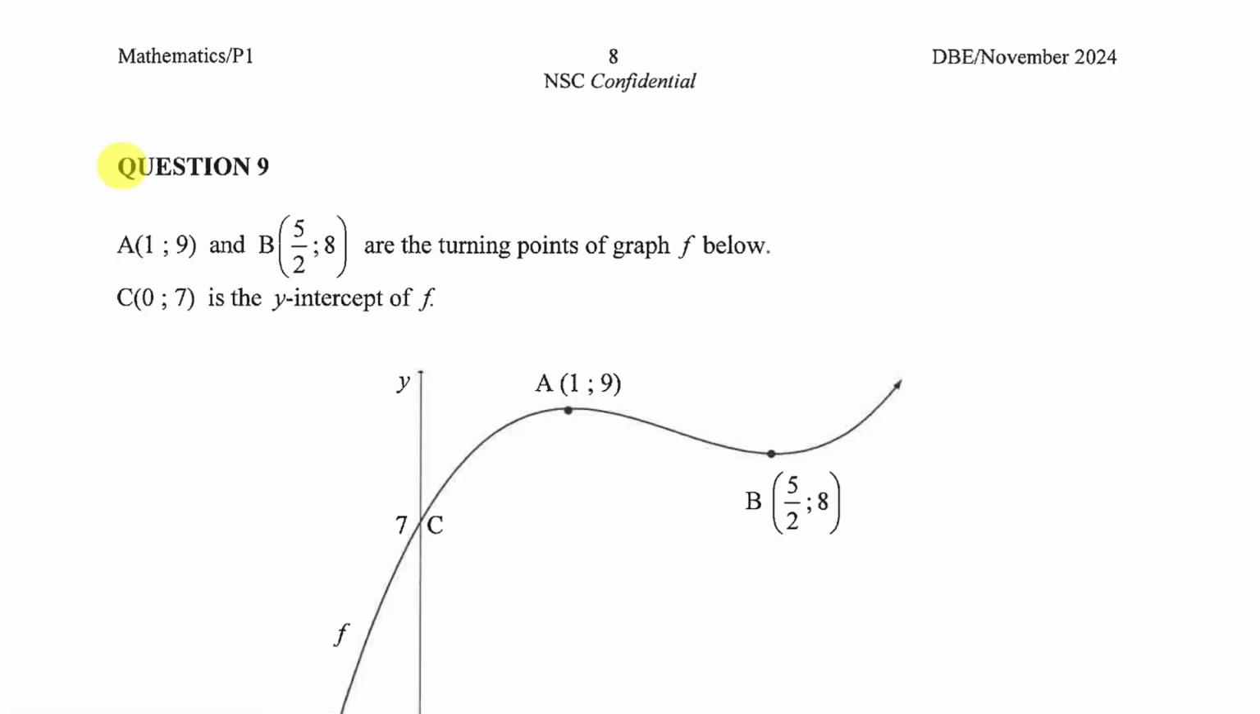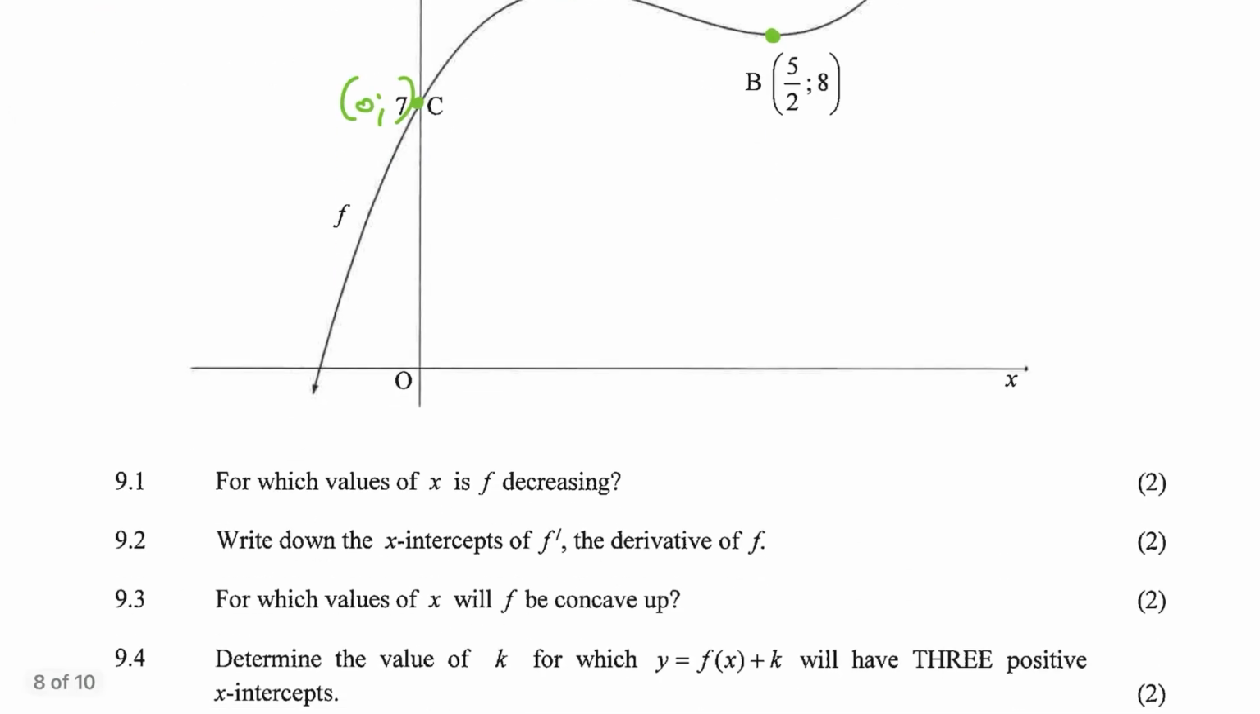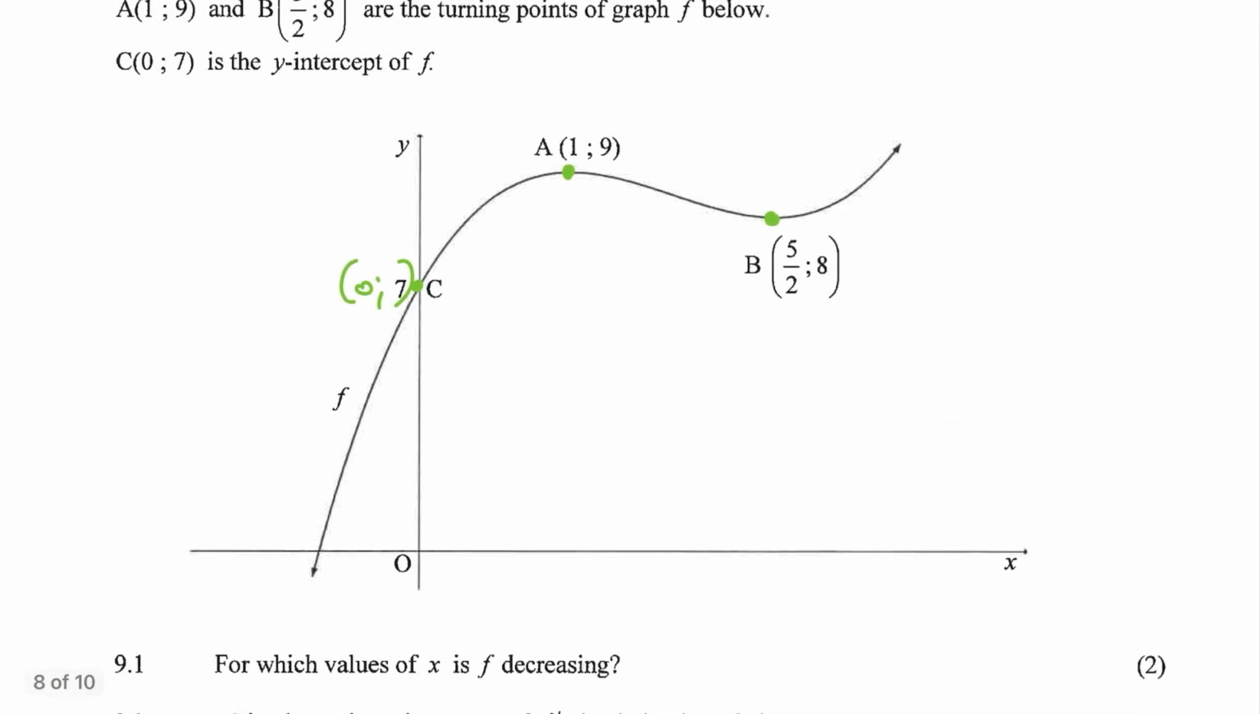Boom. So question 9 is very nice, right? What you need to know here is you are given this function, you're given every point. The C here is basically (0; 7), and you're given A and you're given B. And then they ask for which values of x is f decreasing? So they want to figure out for which values of x the function is decreasing.